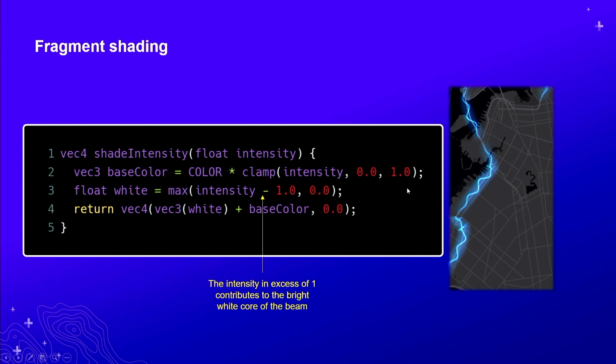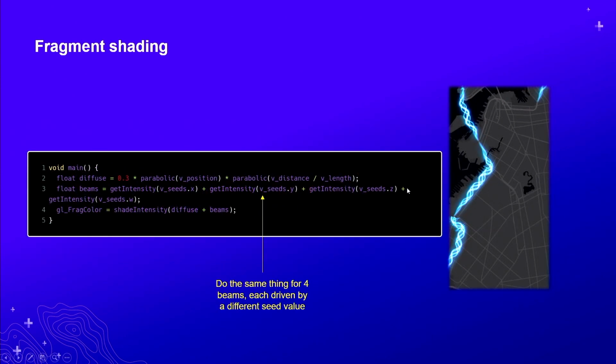And as we mentioned before, we repeat the intensity simulation 4 times with 4 different random seeds, so that we end up with each polyline carrying 4 distinct electric beams.